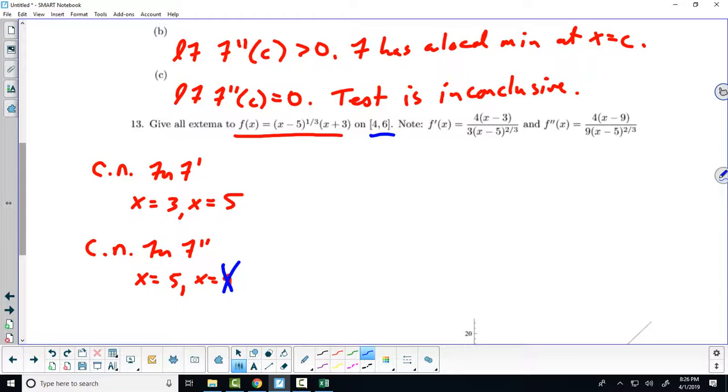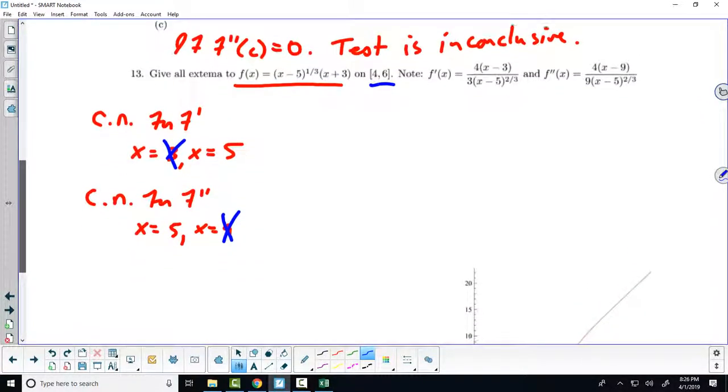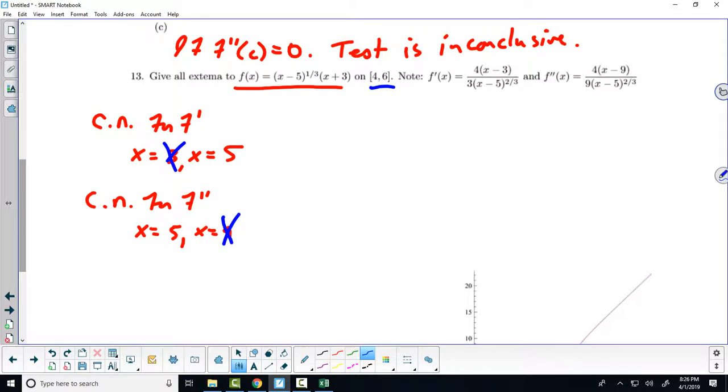Oh, no, 3 shouldn't be. No, we're not going to consider 3 at all. Sorry. The question was whether endpoints would be considered critical numbers, but that's not an endpoint. So it is clearly outside of the interval, so we are not going to consider it at all. I'm sorry about that. That was a mistake. Okay, so what should we do?